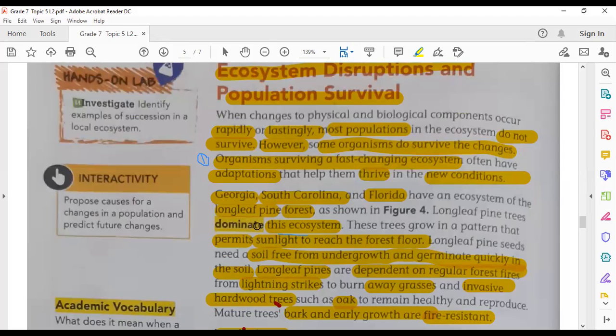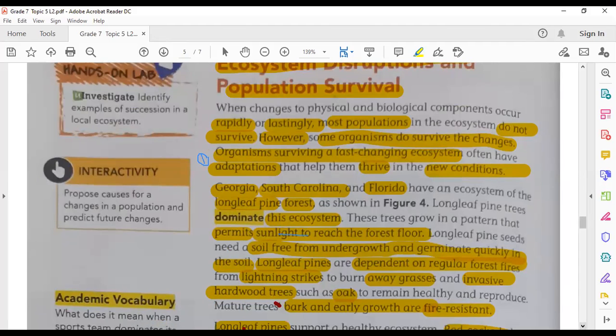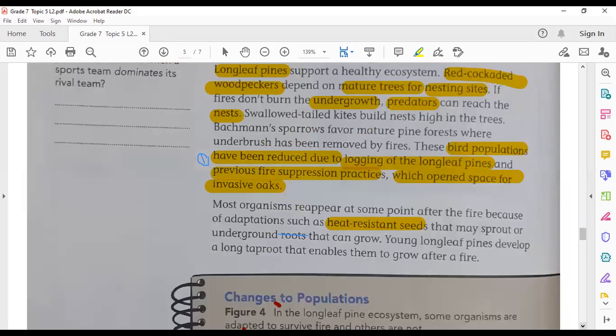These organisms have special adaptations. An example of these organisms is the longleaf pine. One important adaptation is heat-resistant seeds. In general, seeds of plants can't survive fire. But some plants, like longleaf pines, have heat-resistant seeds. So most organisms reappear at some point after the fire because of adaptations such as heat-resistant seeds that may sprout or grow from underground roots. Young longleaf pines develop a long taproot that enables them to grow after fire.